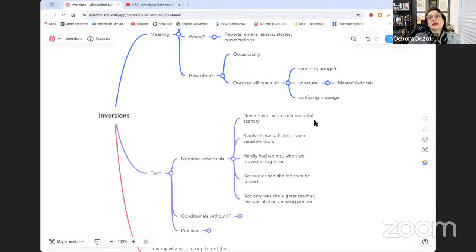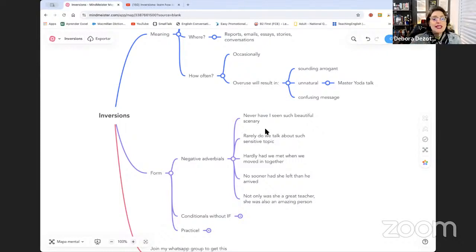Imagine you are with your husband, I don't know, by the lake, and you're not going to turn to him and say, "Never have I seen such beautiful scenery." Unless you are very dramatic, we would use something more natural. However, in books and novels, you may find this kind of construction, right? "Rarely do we talk about such sensitive topics."